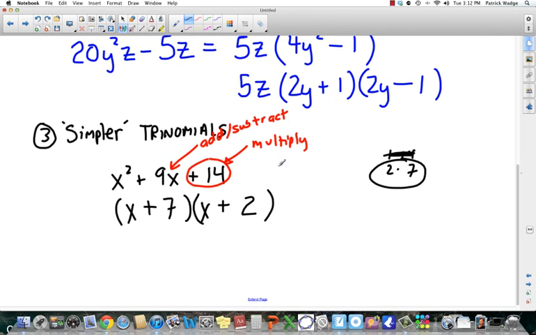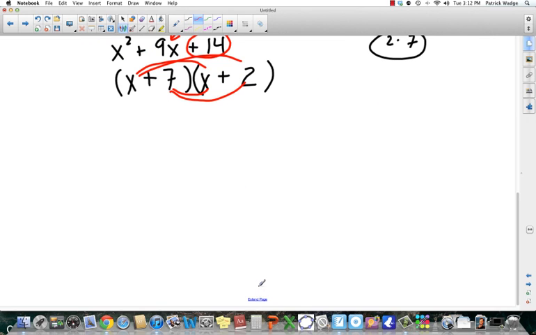x plus 7, x plus 2. If you want to check it, multiply this binomial by this binomial. In other words, do mountains and valleys. And I assure you, if you do mountains and valleys and collect the terms, you will get exactly what we have as our question. Okay, let's do another one.